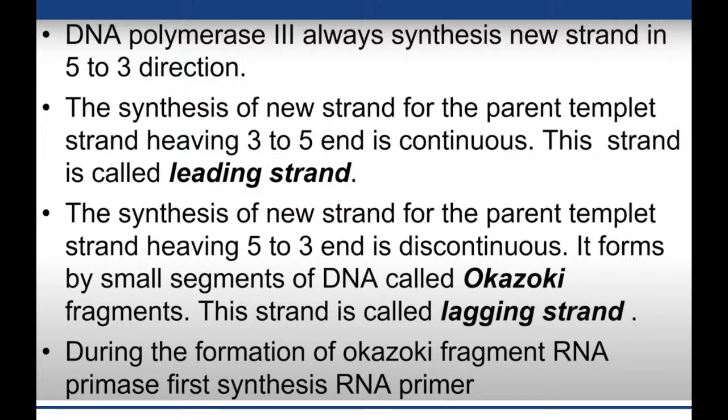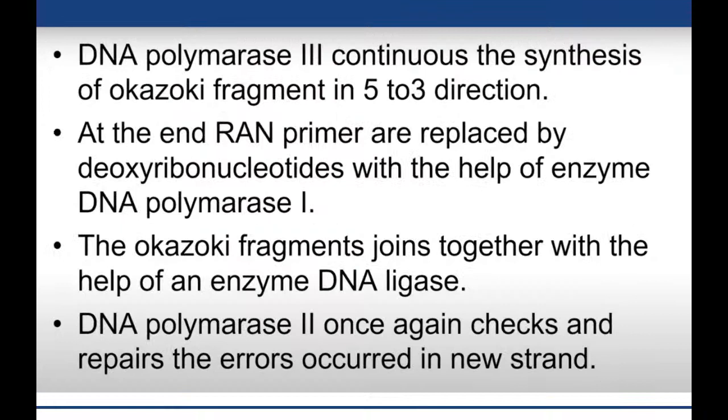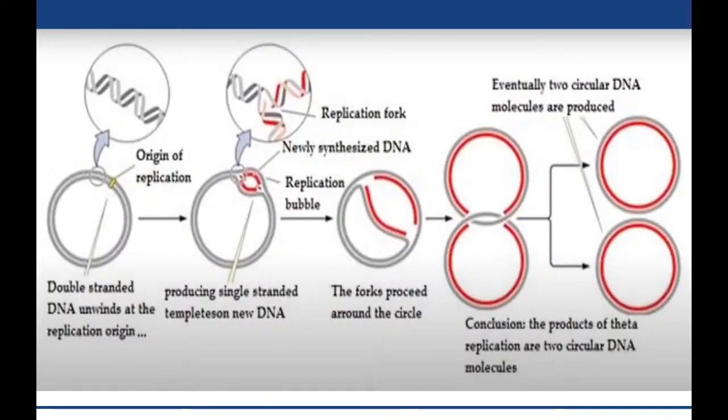During this fragmentation, primase, RNA primase, first synthesizes an RNA primer. DNA polymerase then continues the synthesis of Okazaki fragments in the 5 prime to 3 prime direction, and the RNA primers are replaced by deoxyribonucleotides with the help of DNA polymerase 1. The Okazaki fragments are joined together with the help of the enzyme DNA ligase, and DNA polymerase 2 once again checks the repairs in the new strand. So that's what is happening.